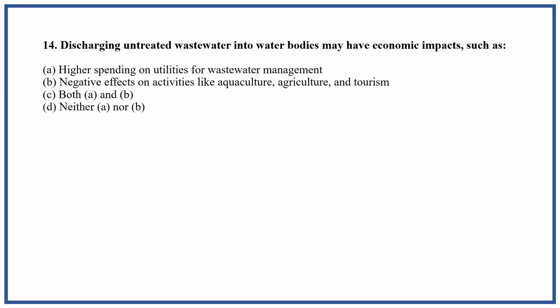Okay, so the next question is: discharging untreated wastewater into water bodies may have economic impacts such as higher spending on utilities for wastewater management, or negative effects on activities like aquaculture, agriculture, and tourism. Both A and B, neither A nor B. Please read the question carefully. Here we are talking about the economic impact. Sumitra has given her answer. Anybody else wants to try?